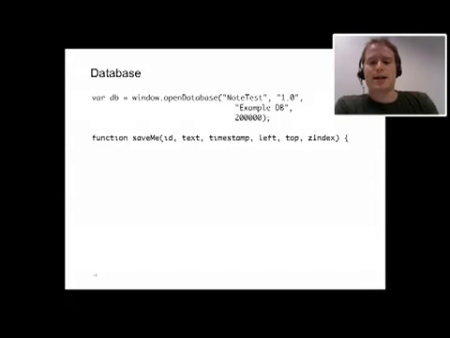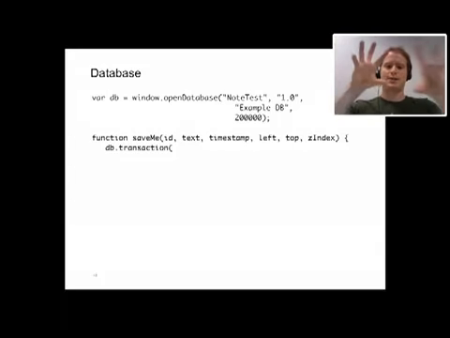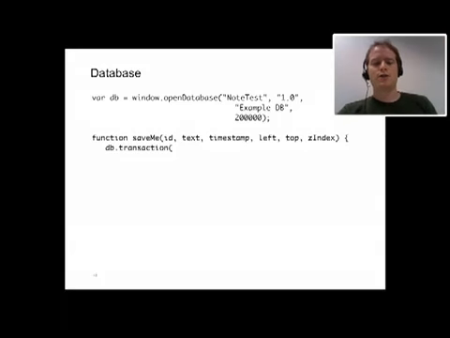Then let's look at an example sort of save me method. Here we're taking everything we need to save one of these notes. So we take an ID, some text, a timestamp of when it was made, where it is on the screen, and a z-index of how it's stacked. So the first thing is once you've opened your database, you get a database object, you need to do everything as a transaction. And you call db.transaction, and you give it a callback function that will be called when the transaction is ready to go.